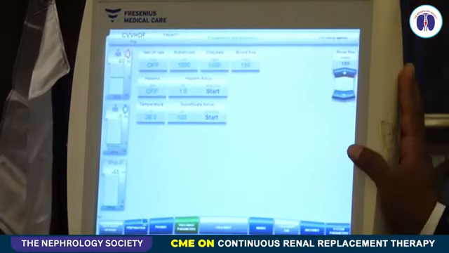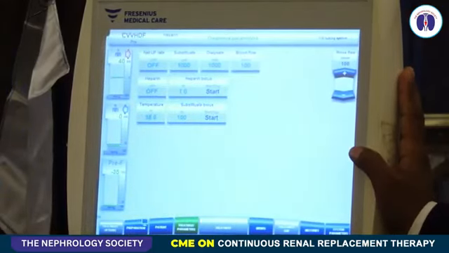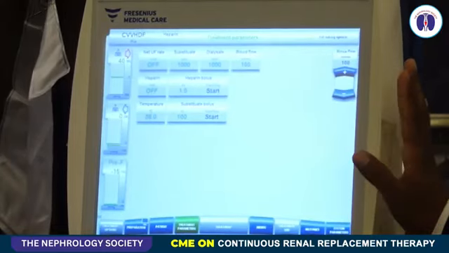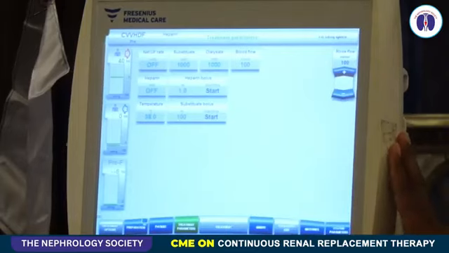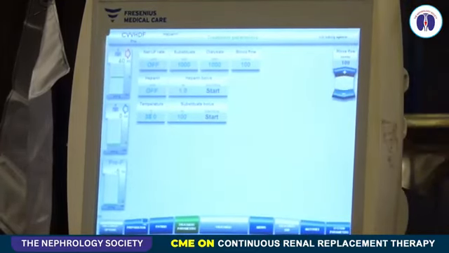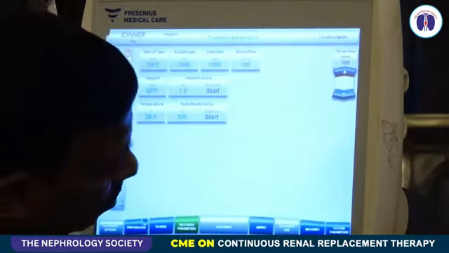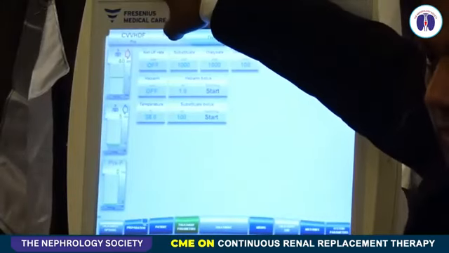So once we turn on the machine, till we connect the patient, it will take at least 20 minutes to prepare the entire circuit. Before that you cannot start it. It has a prefixed time of 20 minutes. The mode we have selected is CVVHDF, and we are doing it with heparin.